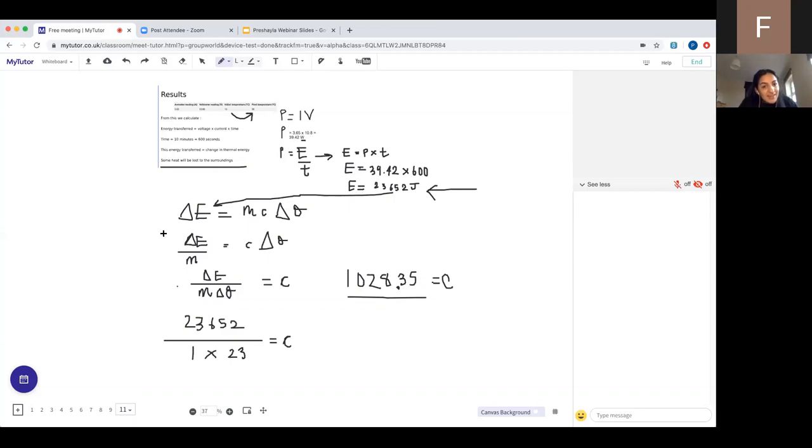But again, another source of error, realistically, not all of that electrical energy goes to heat energy. Some of it will get lost in the wires, in the grips, or whatever. Okay, so some of the energy will inevitably get lost. So all of that electrical energy does not necessarily go to all of the thermal energy. So another source of error that we have.